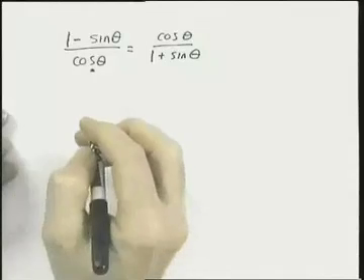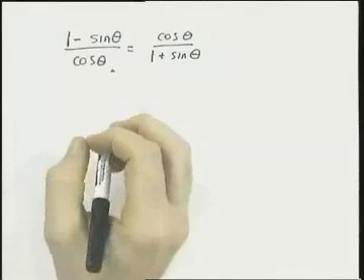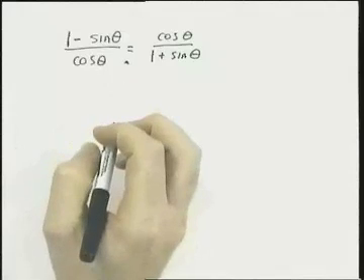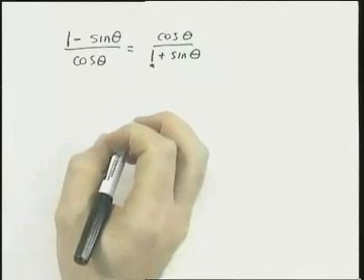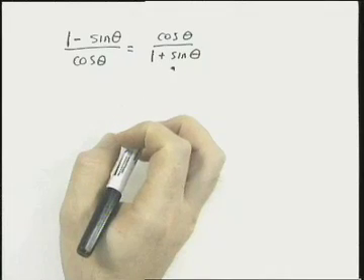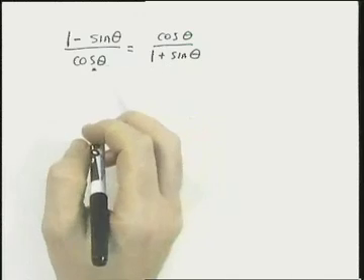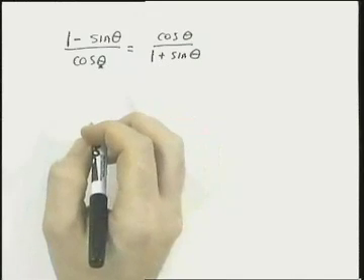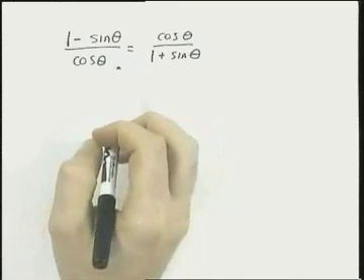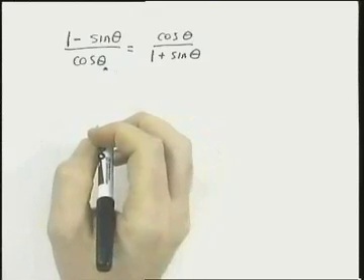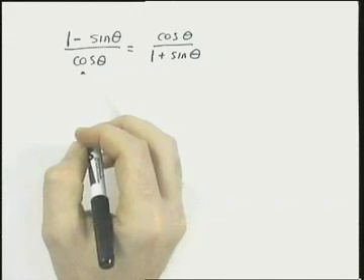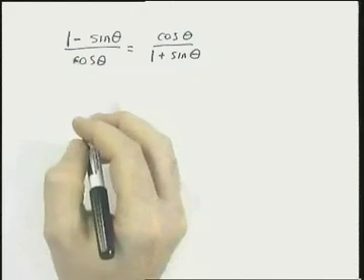In this expression, we have (1 minus sine of theta) over cosine of theta equals cosine of theta over (1 plus sine of theta). I think it's pretty clear that both sides are equally complicated, so we just have to roll the dice and decide which side we're going to mess with. Suppose I decide to mess with the left-hand side.